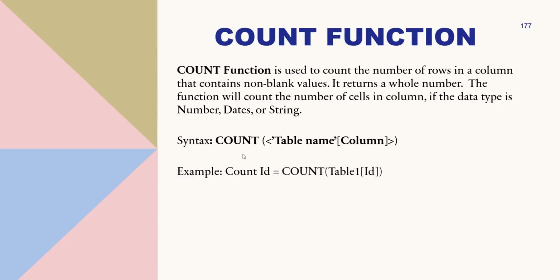Next we will talk about the count function. This function will count the number of rows in a column that contain non-blank values. It returns a whole number. The function will count the number of cells in a column if the data type is number, dates, and or strings. Here we will see how we can count. For this, the syntax is COUNT, and it only accepts a column of the table. Here I have provided the column of the table, ID, and it will count how many IDs are available. Now let's go back to Power BI.